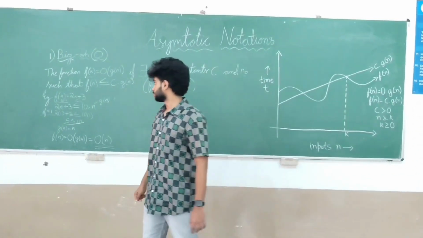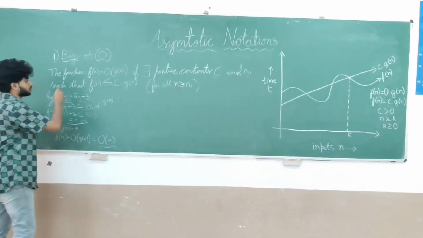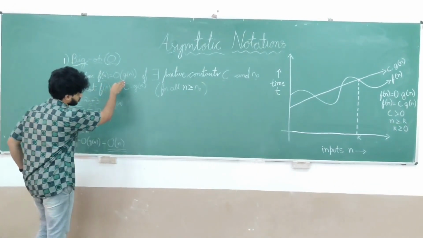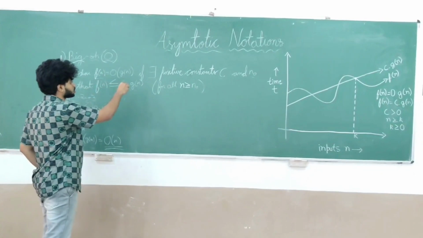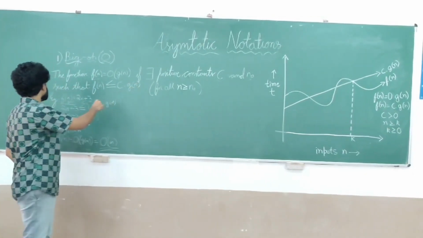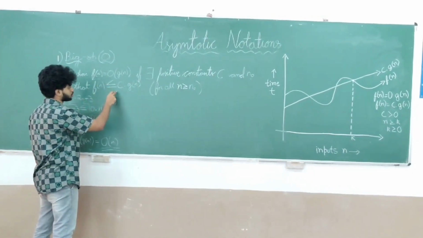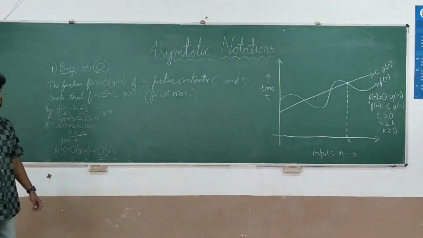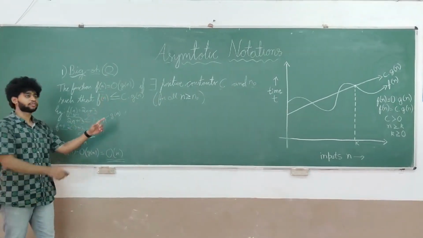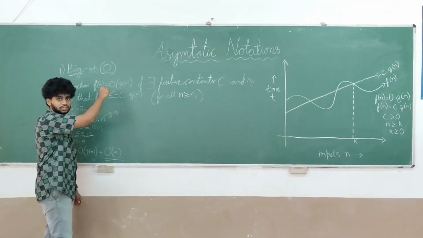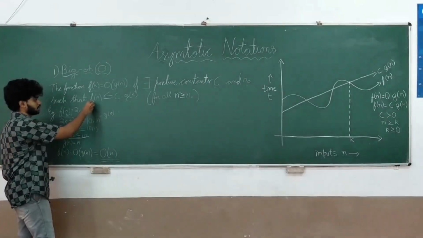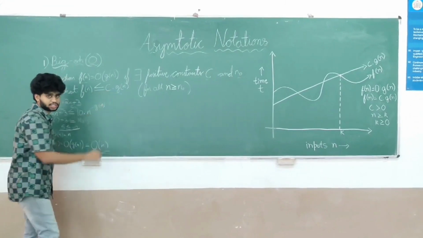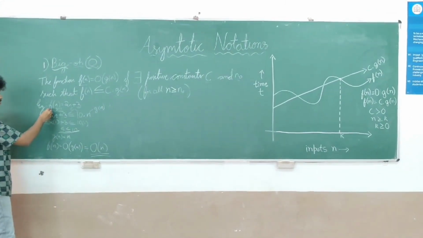So we'll see big O notation. The definition for big O notation: the function f of n is equal to big O of g of n if there exist positive constants c and n0, such that f of n is less than or equal to c into g of n, for all n greater than or equal to n0. So we have a function f of n equal to big O of g of n, which can be represented as f of n less than or equal to c into g of n, where c is a constant.